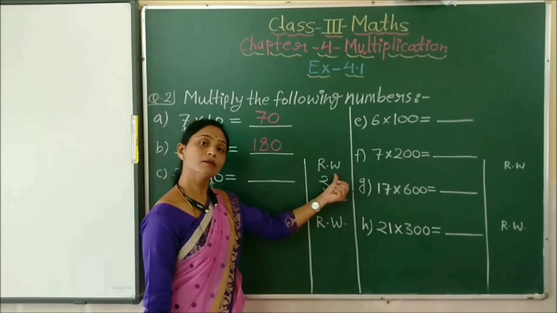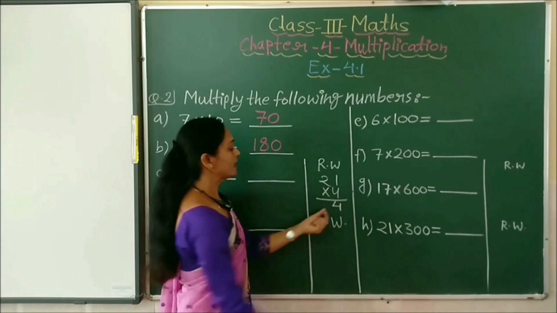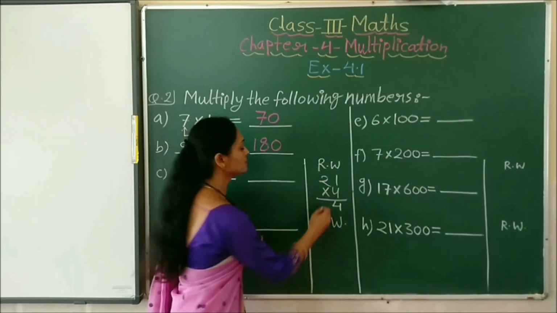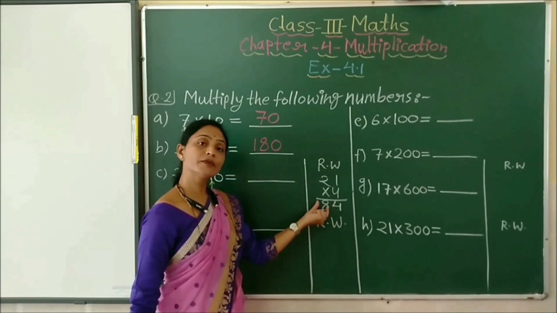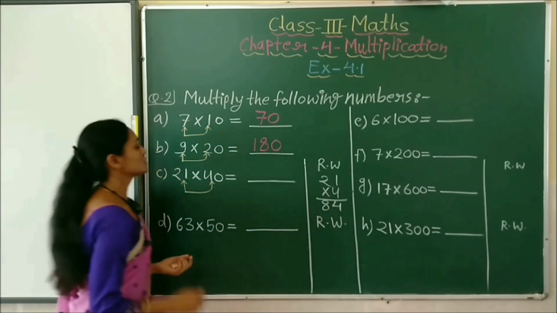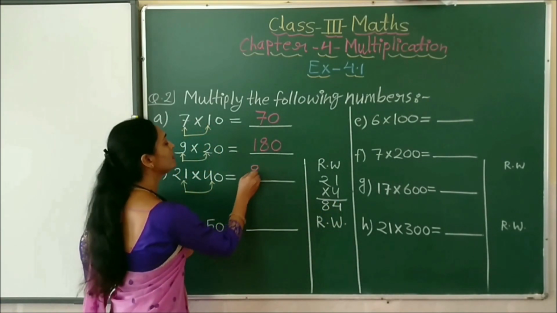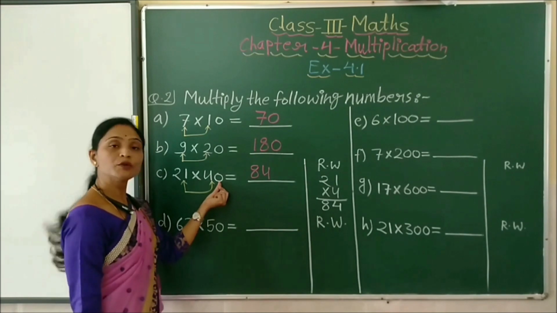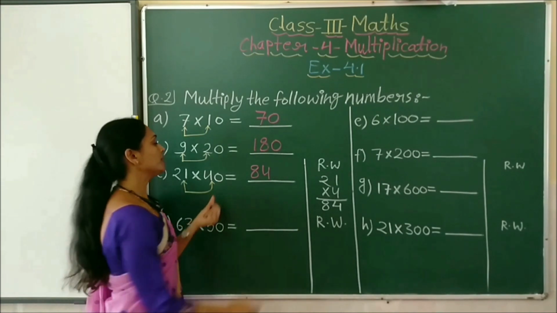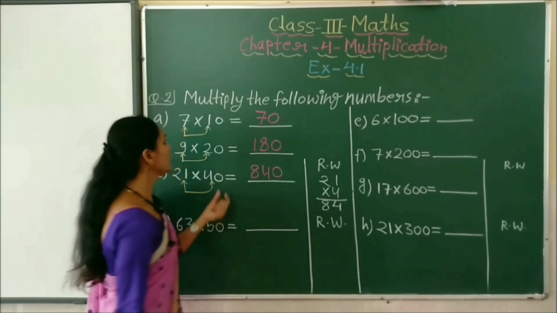Now 4 ones are 4. So we will write here 4 and then 4 twos are 8. So this way we got 84. So this 84 we will write here. Then we have to put how many zeros? We have to write here 1 zero only.